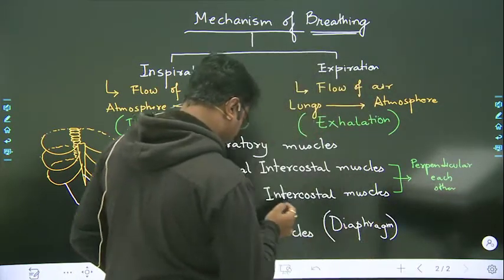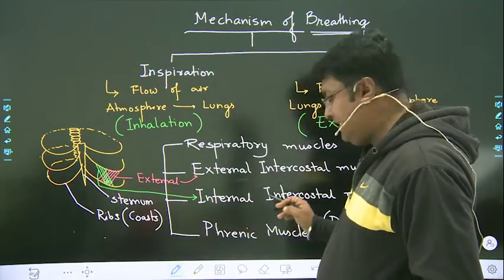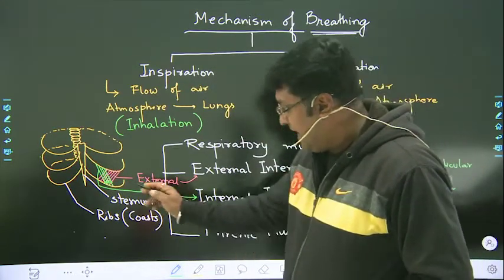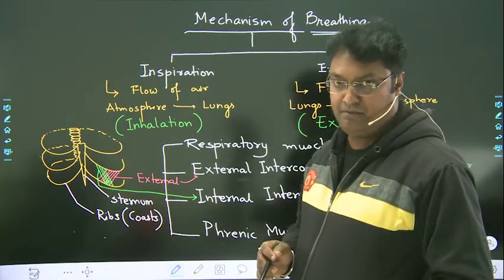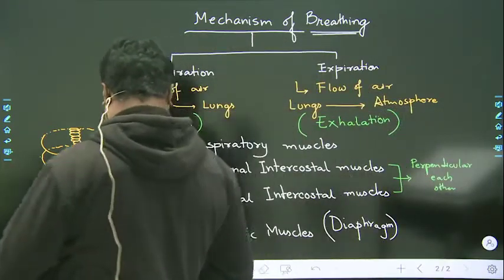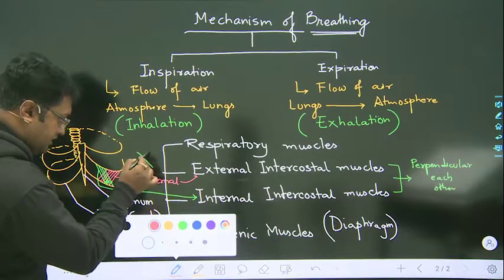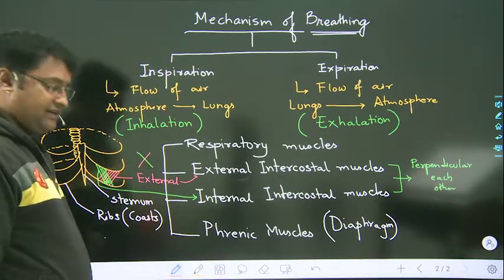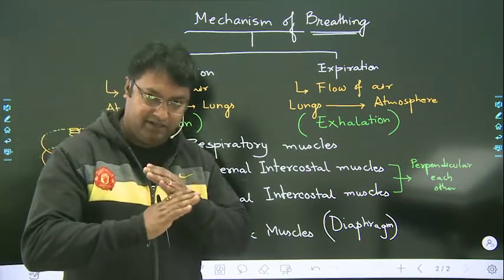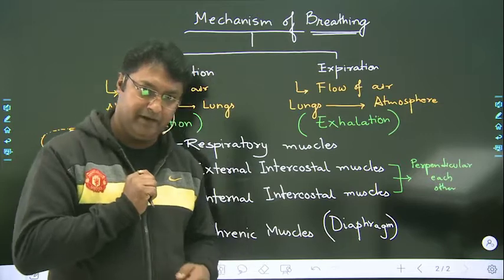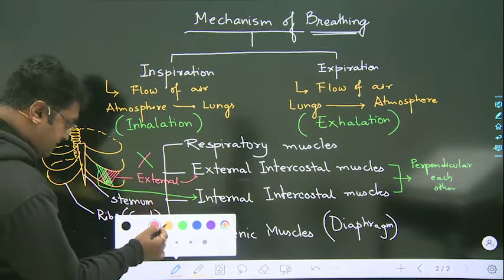Clear? Like we can see over here, the green ones are the internal intercostal muscles, and the red ones are the external intercostal muscles. Clear? So the inner one is present, and over it the outer one, that is the external. Both of them align themselves perpendicular to each other. Clear? So next is our diaphragm.